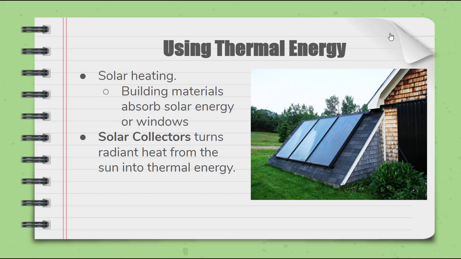Solar heating is another excellent example. Building materials absorb solar energy or windows do, so even though you may not have a solar system in your home, solar energy still plays a huge role in keeping your home warm. A lot of times when it's warm outside, the windows will be left open, and that will allow solar energy to get into your house. Or you have thermal insulation. Wood, we talked about, is a great insulator.